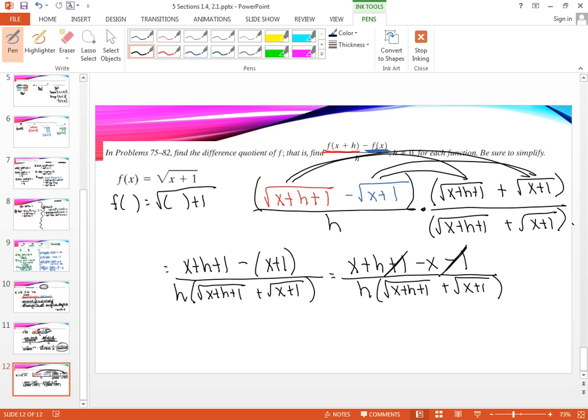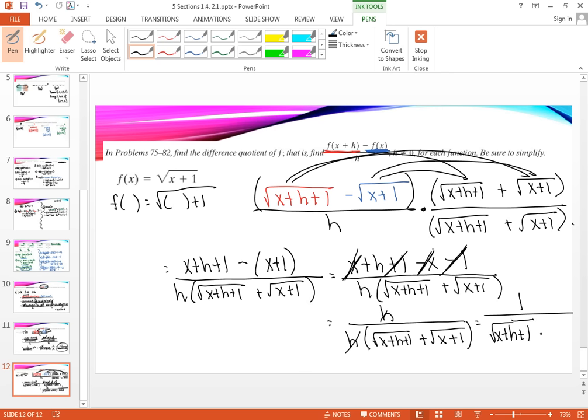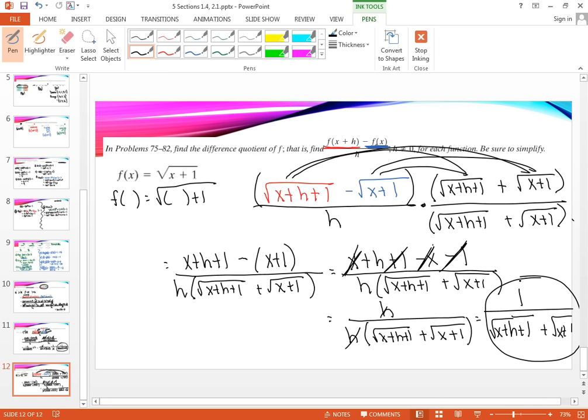Positive 1 and negative 1 add to 0. Positive x and negative x add to 0. See what we have? We have h over h times square root of x plus h plus 1 plus square root of x plus 1. I can reduce the h's and say it's 1 over the square root of x plus h plus 1 plus the square root of x plus 1. That is your final answer.